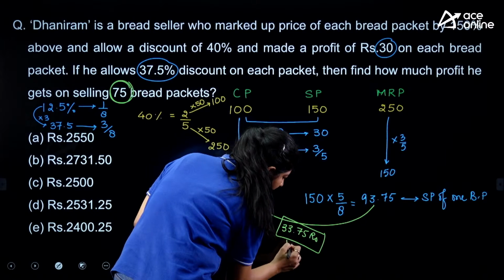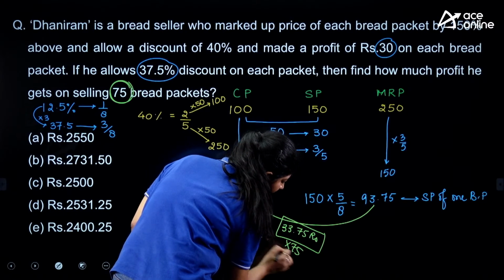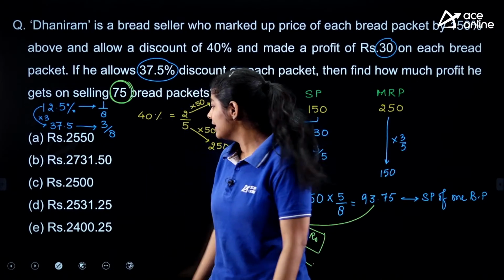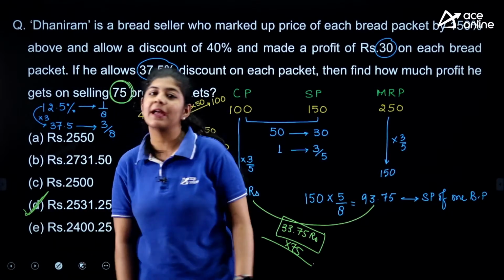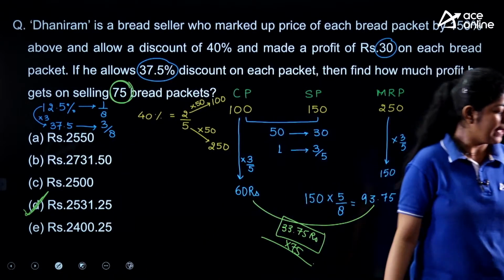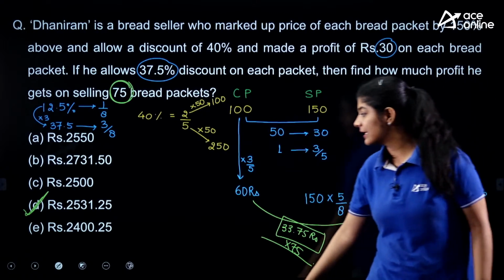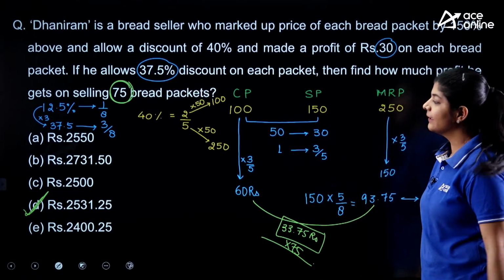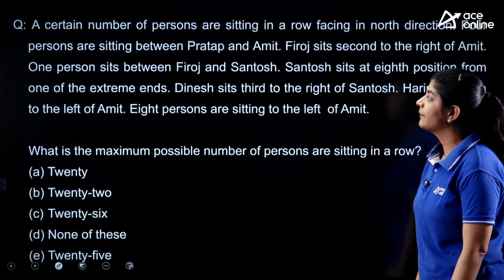So what we need to do is simply multiply it by 75 to get the total profit, and by doing that I'll get my answer as option number D. So, a very simple one. Next.